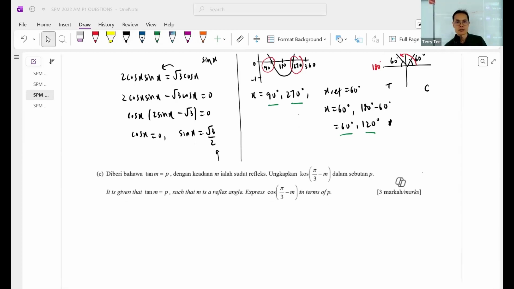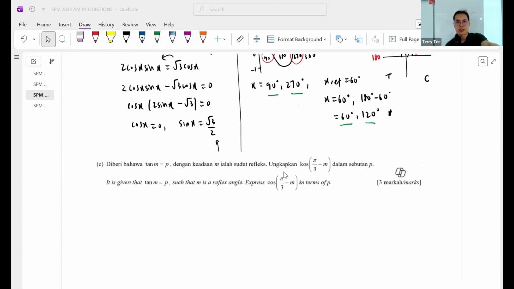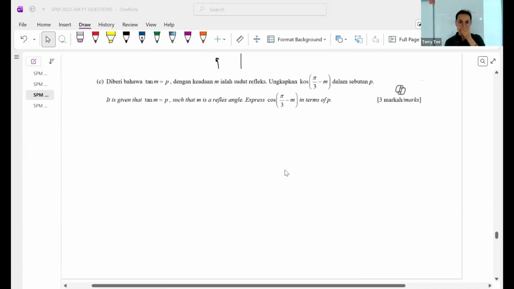All right? Okay, part C. Given that tangent M is P, such that M is reflex angle, express cos of pi over 3 minus M in terms of P. Okay, so let me do this first. So we need to draw. They say M is reflex.